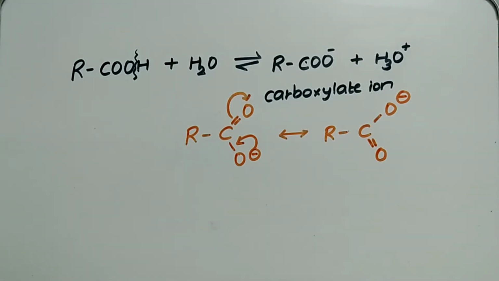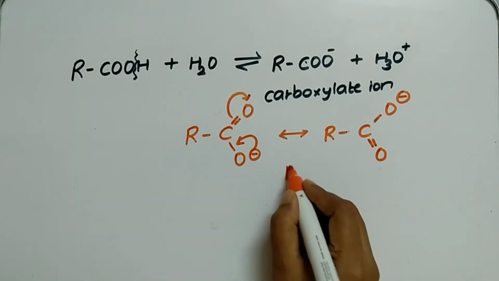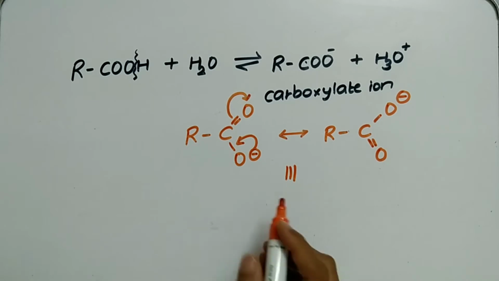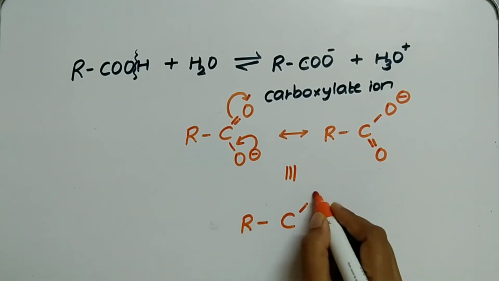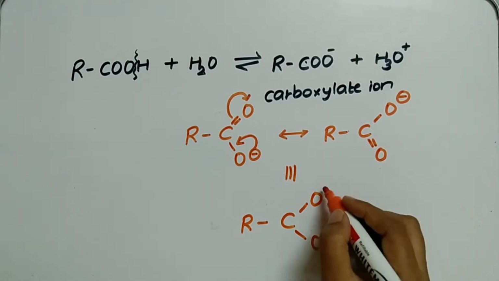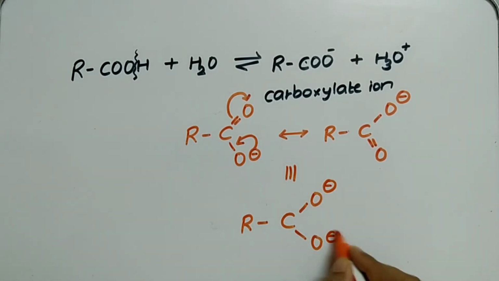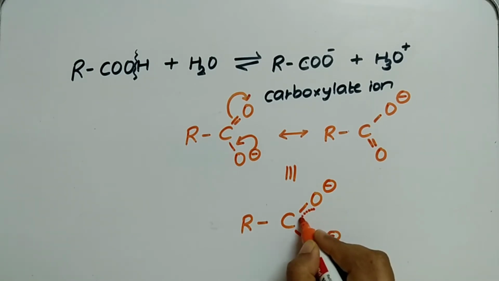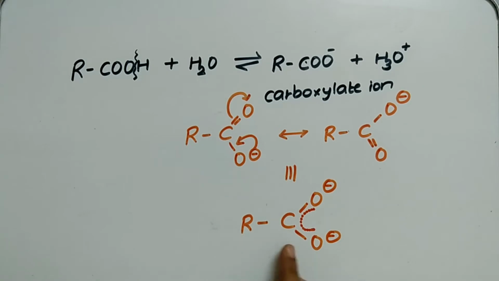Together, we can draw the hybrid resonating structure. The hybrid resonating structure can be drawn as R, C, single bond O, with oxygen having a negative sign, and the electrons are shifting in this position. So this is called the hybrid resonating structure.